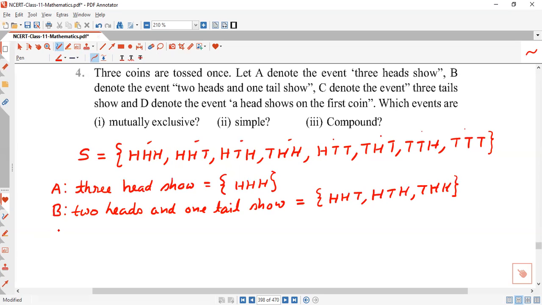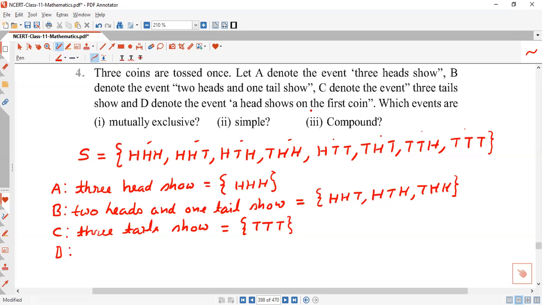We have this. C is the event. C denotes the event 3 tails, only a single element: TTT.